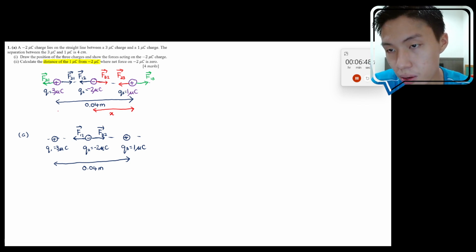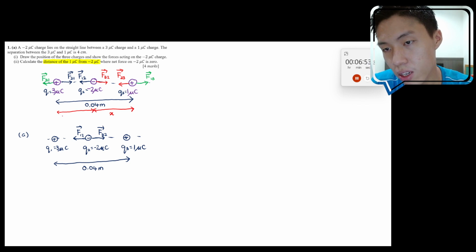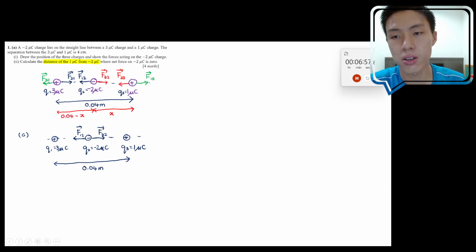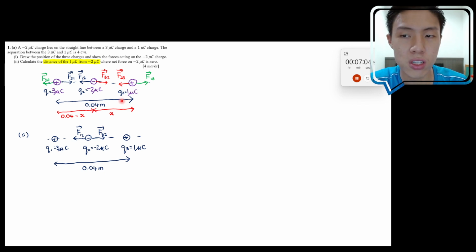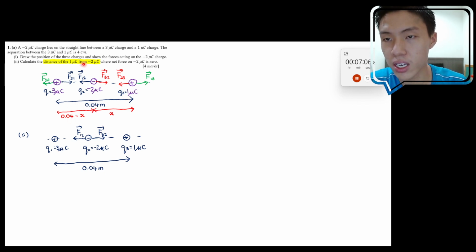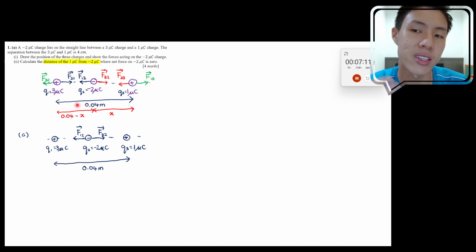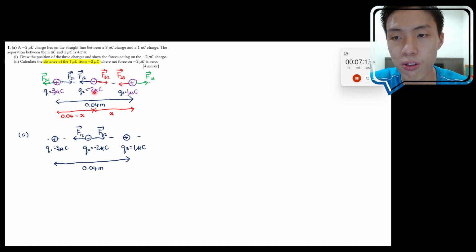And after that, we also know that if this is X, then the other side over here will be 0.04 minus X. Okay, so they are interested in the distance between Q2 and Q3. But I believe many students might label it wrongly. If they say Q1 and Q2, then label X over here, that is incorrect. Okay, they are looking for the distance between Q2 and Q3, or negative 2 microcoulomb and 1 microcoulomb. So this is the distance they are looking for.